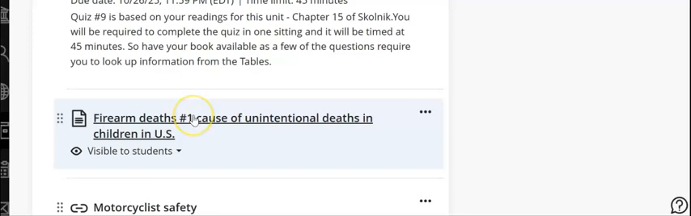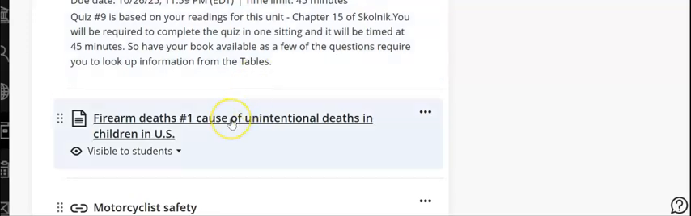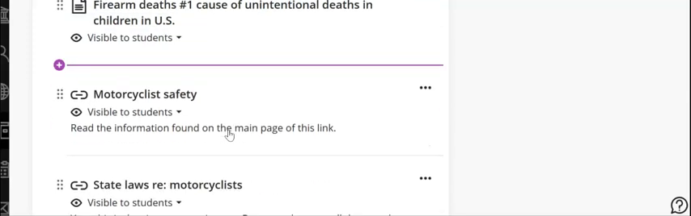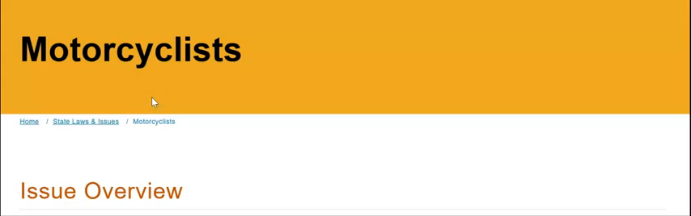Then there's a brief article on firearm deaths being the number 1 cause of unintentional deaths in children. Again, this is the U.S. Oftentimes, even though this is a global health course, some of the information that we do focus on in the supplemental information besides your text is that of the U.S. So I'm asking you to read that article. And then we're going to look at motorcyclist safety.